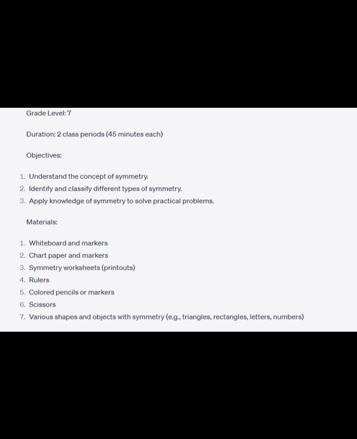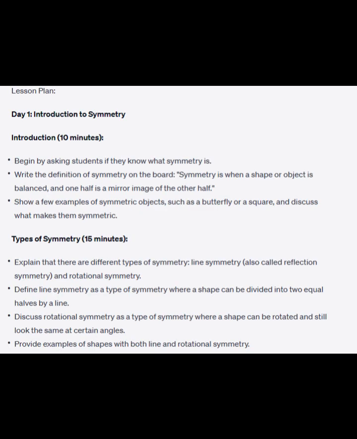Materials: whiteboard and markers, chart paper and markers, symmetry worksheets, printouts, rulers, colored pencils or markers, scissors. Various shapes and objects with symmetry, e.g., triangles, rectangles, letters, numbers. Lesson plan. Day 1. Introduction to Symmetry.